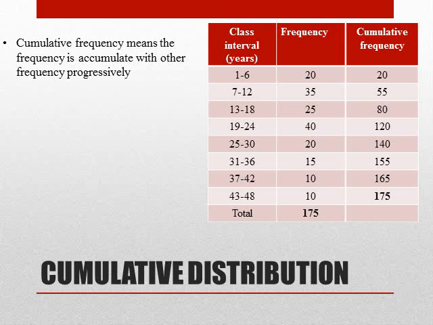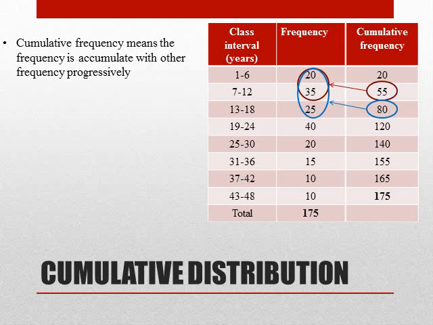So how to get this? It is calculated by combining these two frequencies. So to get the 55 cumulative frequency, you need to add up 20 plus 35. Next, for the third class interval, you can see the cumulative frequency is 80. The frequency is 25. How to get this? It is the result from the combination of 20, 35 and 25.